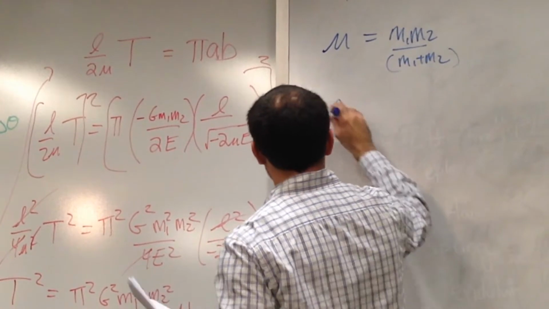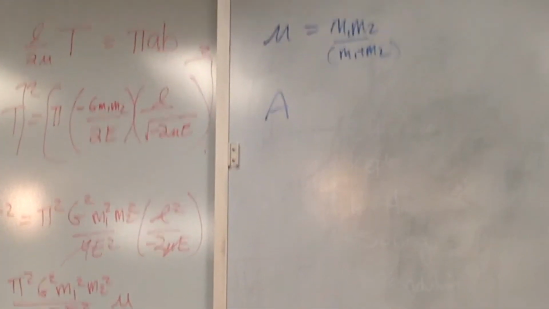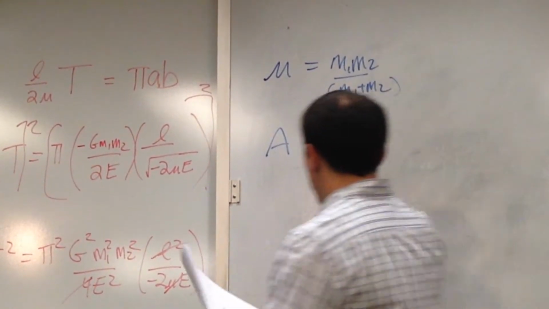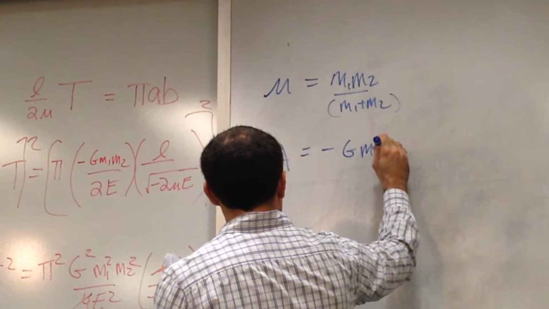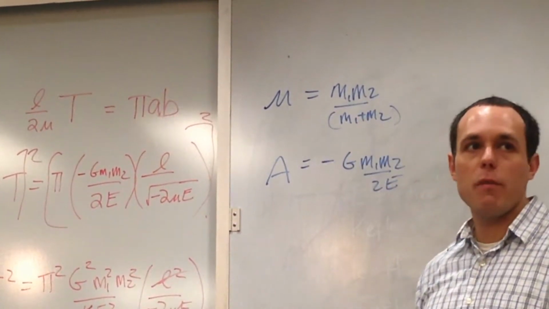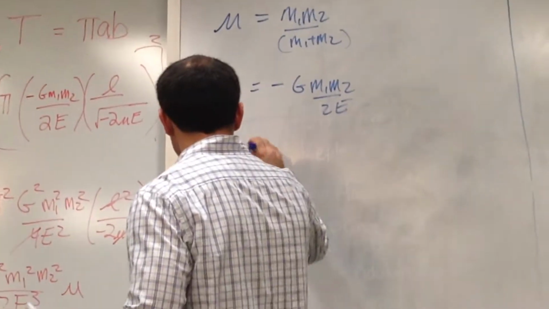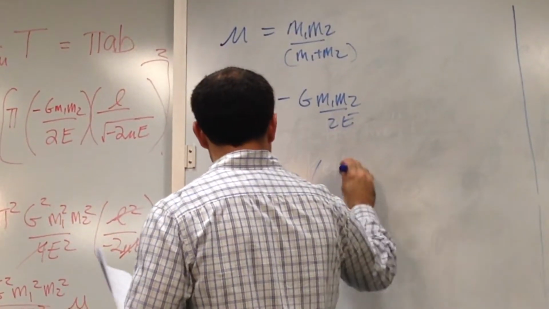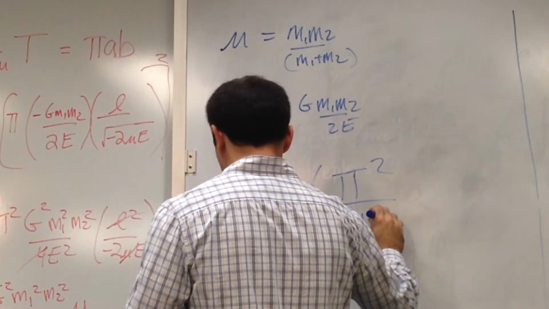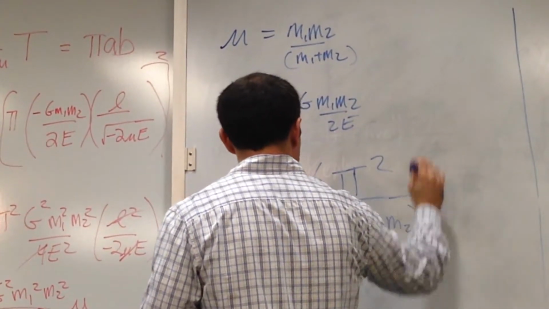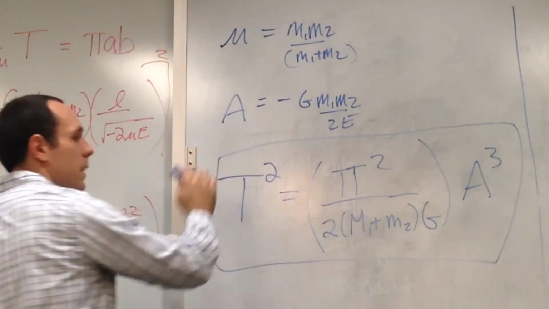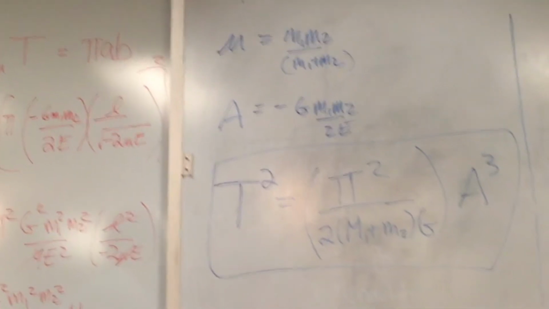And let me define a, where a is the length of the major axis, to be negative G m1 m2 over 2E. And if I end up doing that, I have a relationship now. I find that the period squared is equal to pi squared over 2 (m1 plus m2) multiplied by G times a cubed. And this is Kepler's third law.